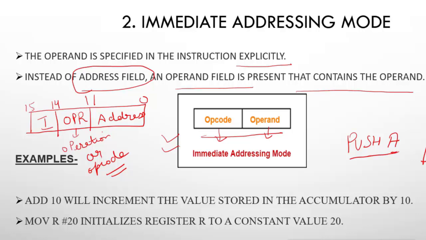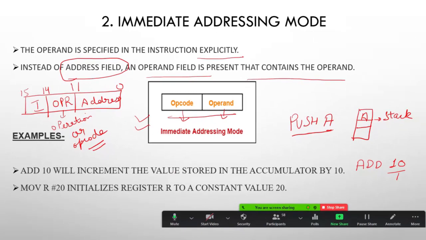Add 10 will increment the value stored in the accumulator by 10. That means the example is add 10. So 10 is the operand here. Okay, this is the syntax. This is move R 20, which initializes register R to a constant value 20. Now what is this instruction representing here? That means move the content 20 to the register R. Move the content 20 to the register R.